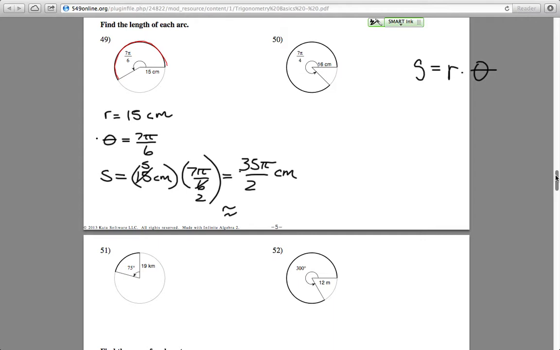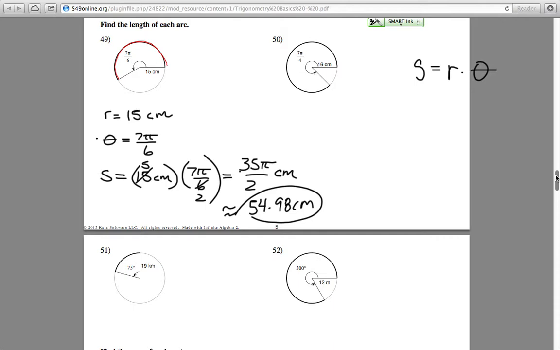Okay, or maybe this is a watch, and maybe this is a gear on a watch, and you want to see how much it travels, the distance that gear travels from one sprocket to the next. So 35 pi over 2, what would that be? 54.98. 54.98 centimeters, and that probably makes more sense to the everyday person.